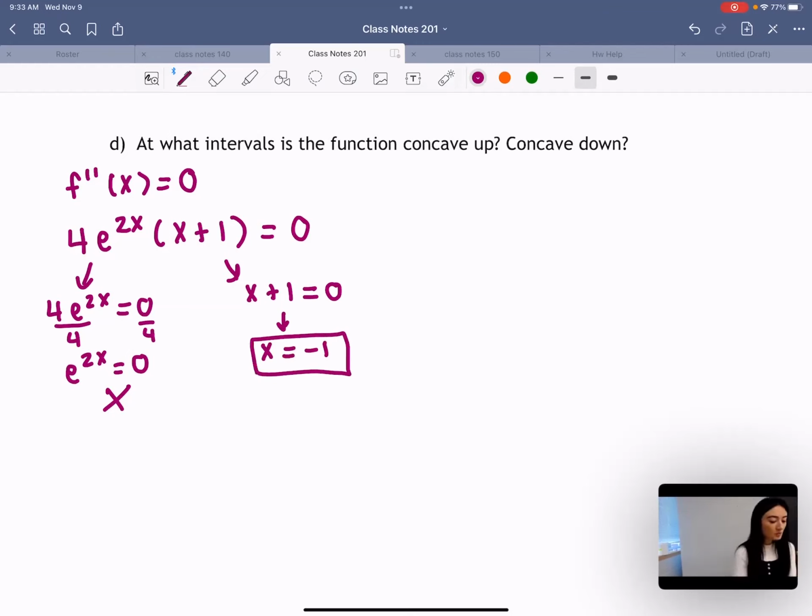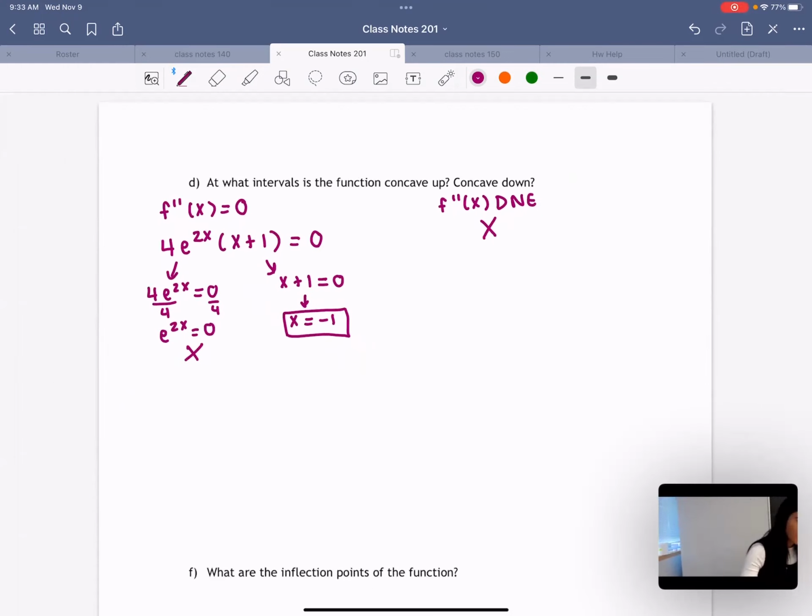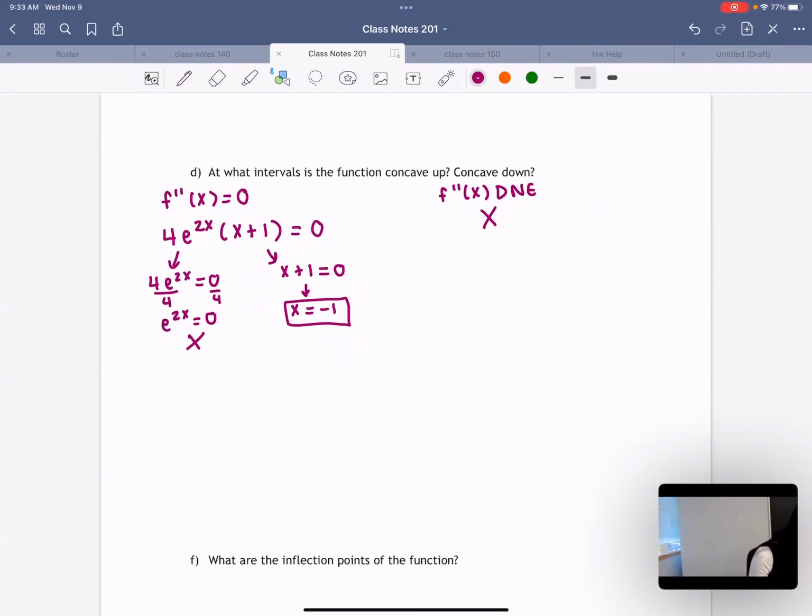With concave up and concave down intervals, we also want to find where the second derivative doesn't exist. But I did promise you that I wouldn't give you one where the second derivative didn't exist, so you don't have to think about it. But if you use calc a lot in the future, just keep that in mind. All right, let's set up our number line here. We definitely want x equals -1 on the number line.